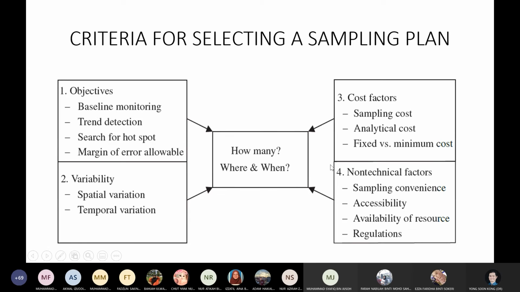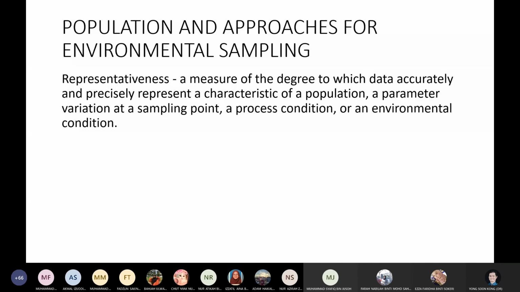Yeah, definitely. And then number four, non-technical factors. The other factors that come into play are sampling convenience, accessibility, availability of resources, and also regulation. So these are the factors that are not counted on the technical side, but more of the policy and also circumstances. So, okay, now pollution and approaches for environmental sampling: representativeness.